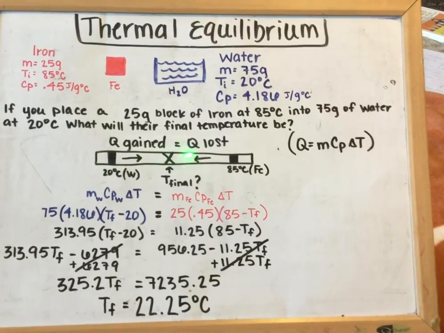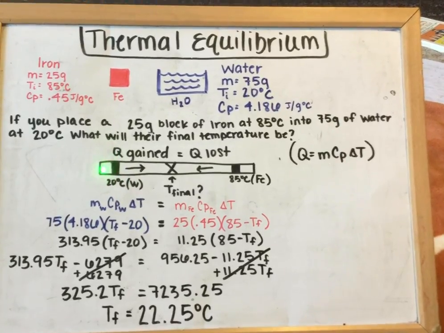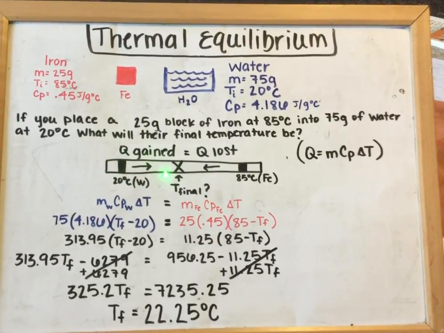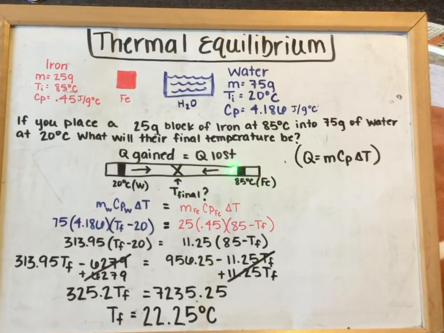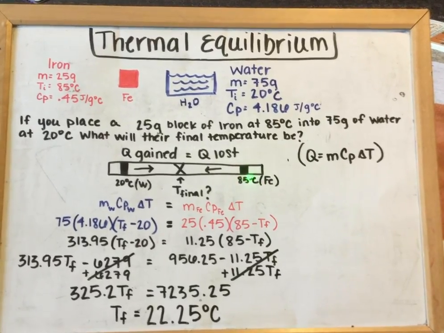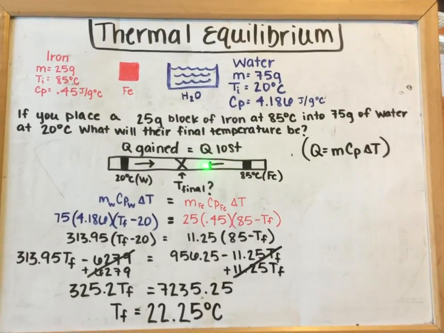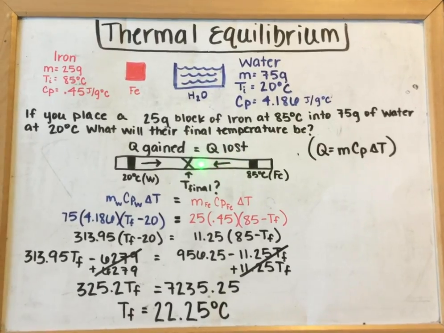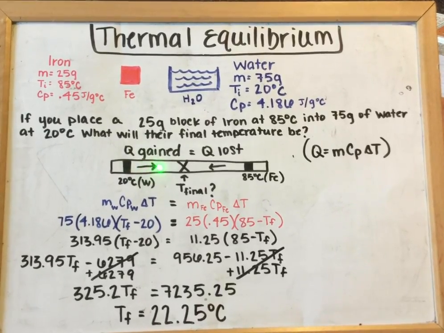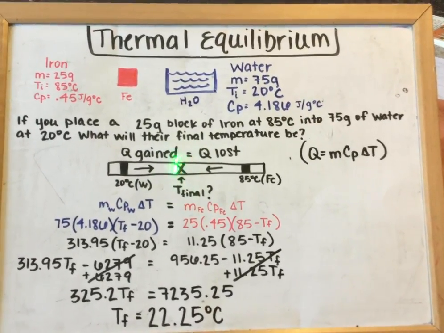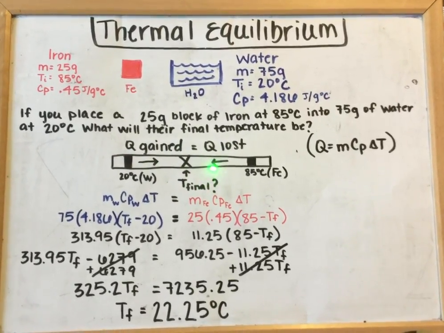All right, so this little image is just a visualization of what's happening between the two substances. On the left we have water, W, at 20 degrees Celsius, and on the right side we have our iron at 85 degrees Celsius, and when they're both put together, the iron is going to lose heat, so its temperature is going to drop heading this direction, and the water is going to gain heat, so its temperature is going to move this direction, going up. And somewhere in the middle, we will have a final temperature that both of the substances will be at.